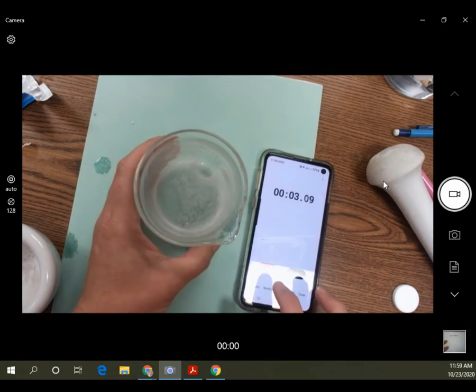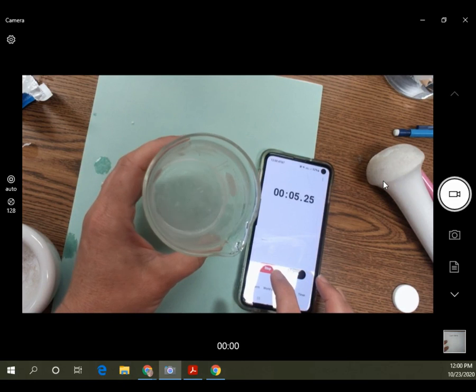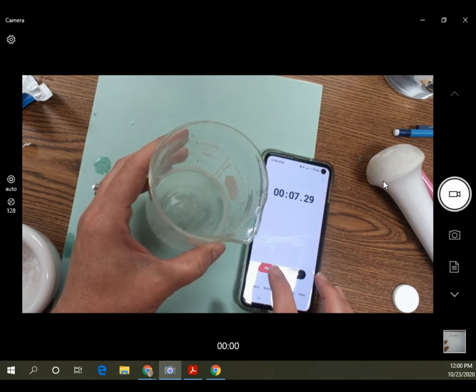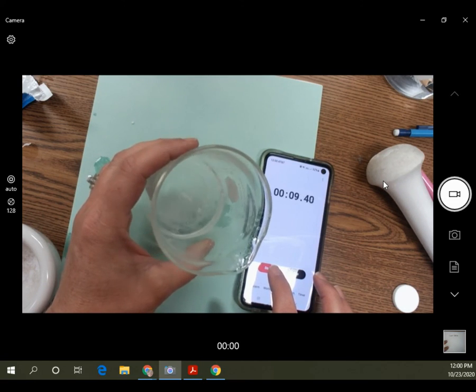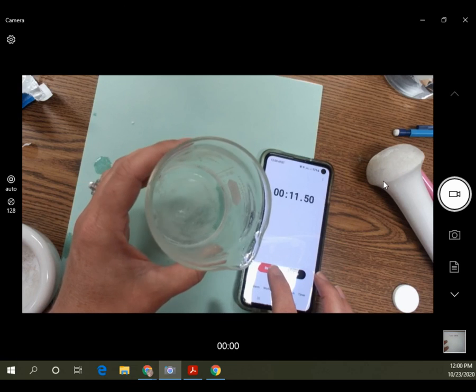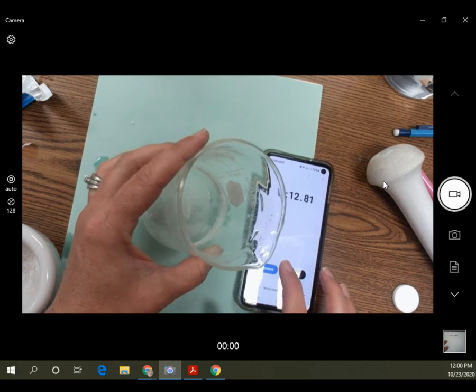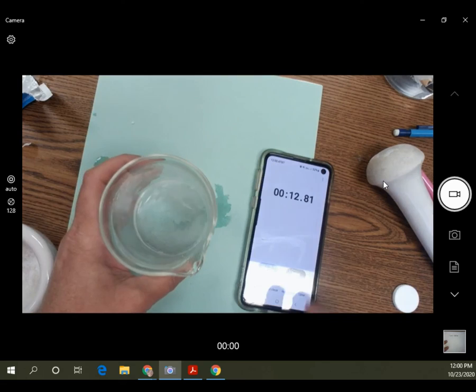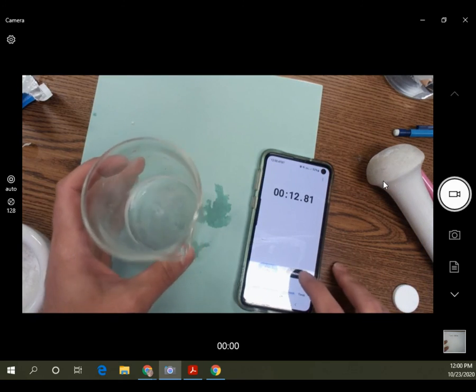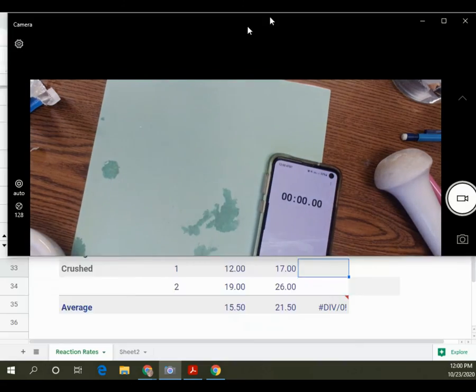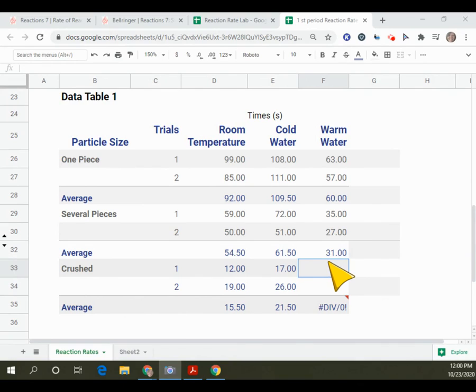Well, I don't see any more solid pieces. So we'll go with 12.8, which would be 13 seconds. All right. Fastest so far. All right, let's go with one more just to get a good average so we have some good data.